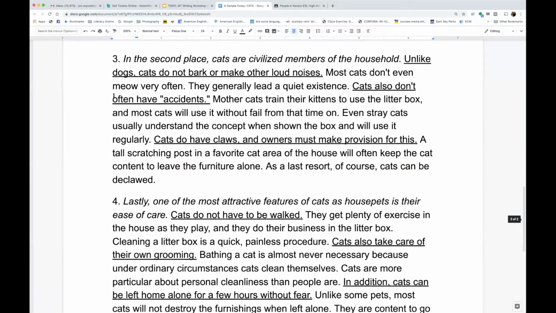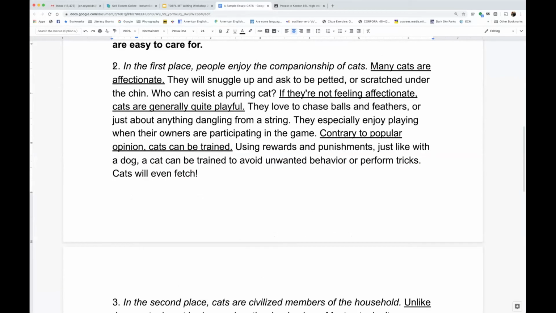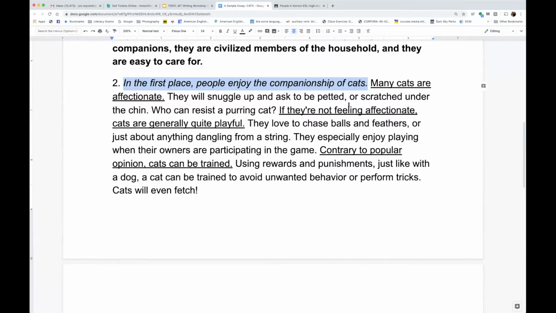But I want to show you how each paragraph starts with that topic sentence. So again, there's that topic sentence in paragraph 2 in the first place, right? People enjoy the companionship of cats. They go through and give some reasons. So for example, cats are affectionate, and then they give us some specific examples. They snuggle up and ask to be petted. Now, of course, this person didn't choose a specific cat. They're kind of using details about cats without necessarily using their own personal life. But it does seem like they understand what cats do, right?